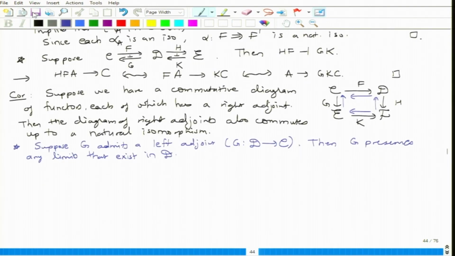Okay, so suppose F is a left adjoint of G. Because we know it exists, we just gave it a name. F is a left adjoint, and assume that both D and C have limits of shape J.